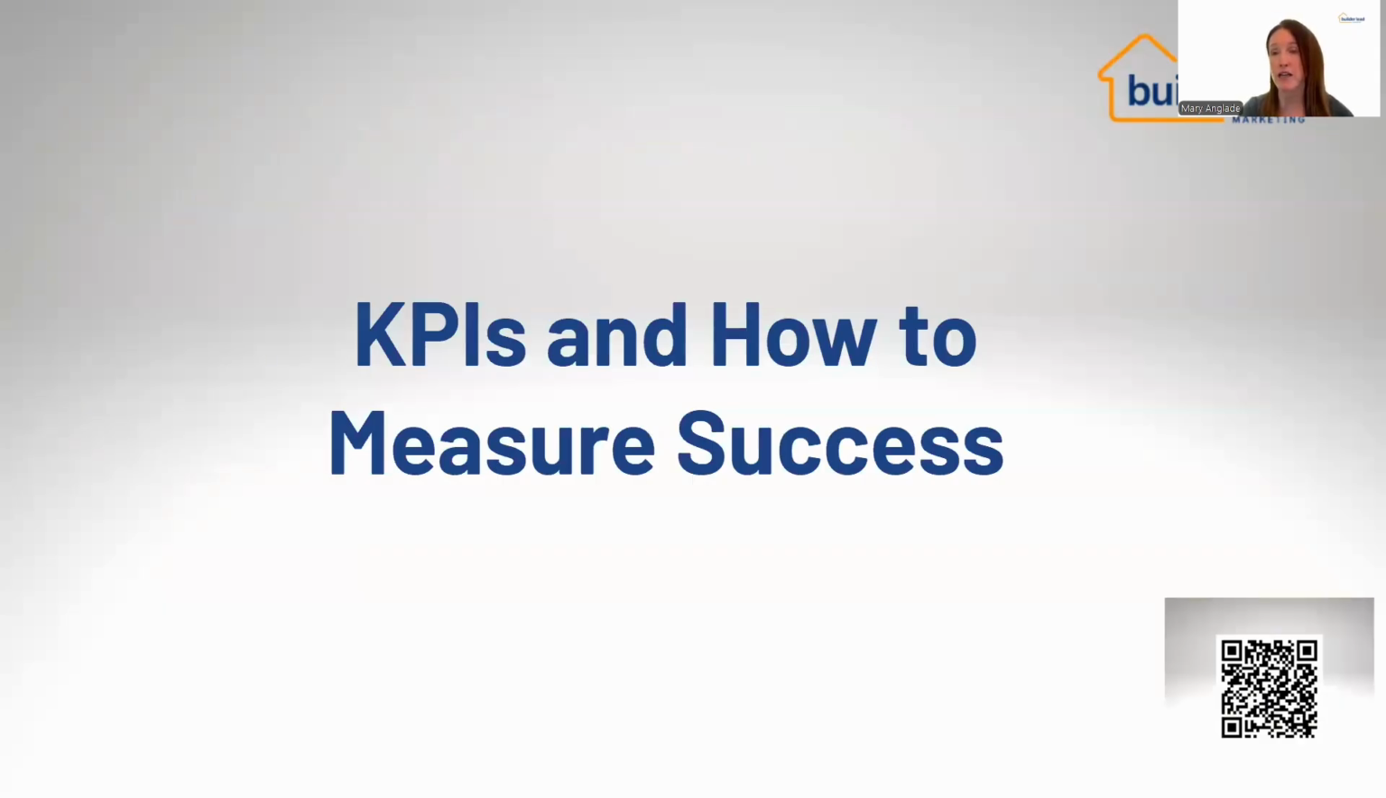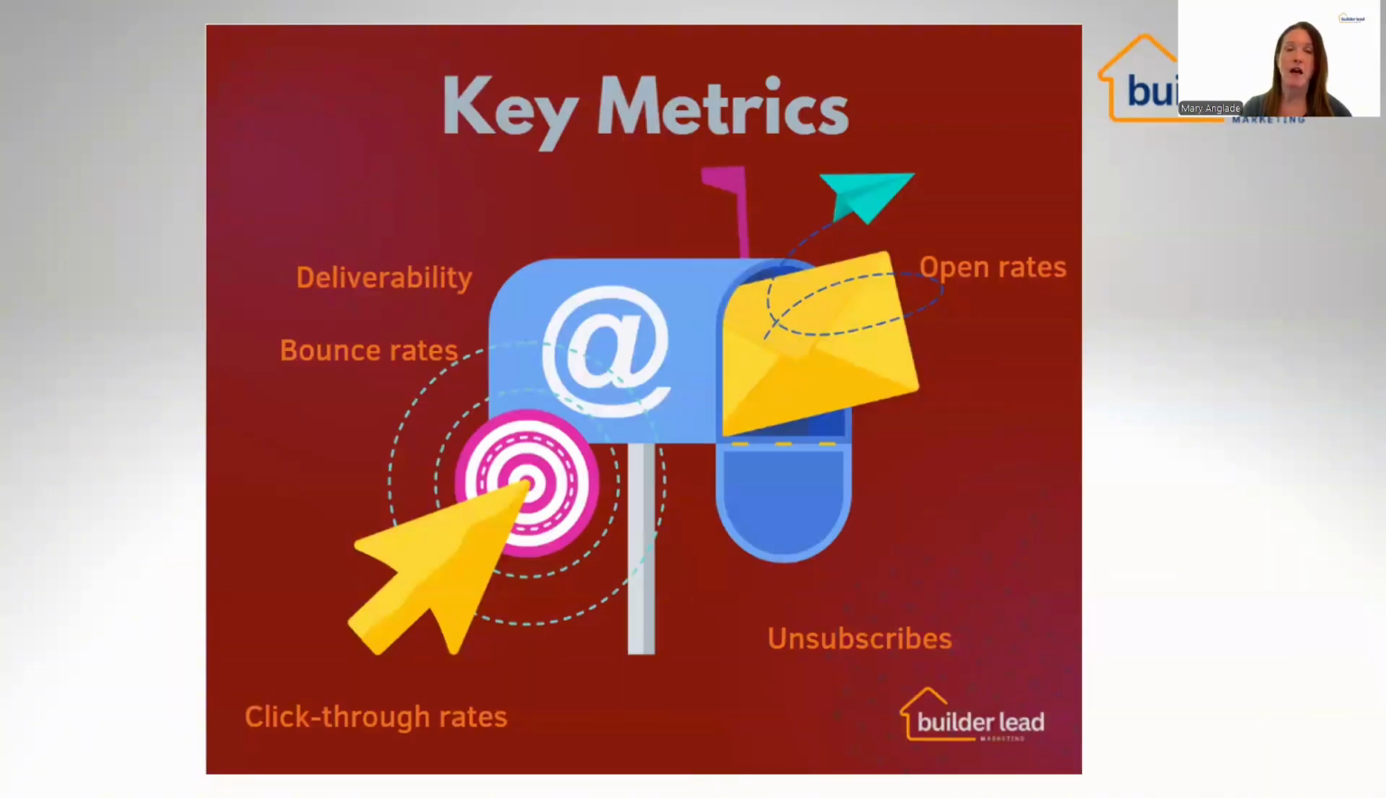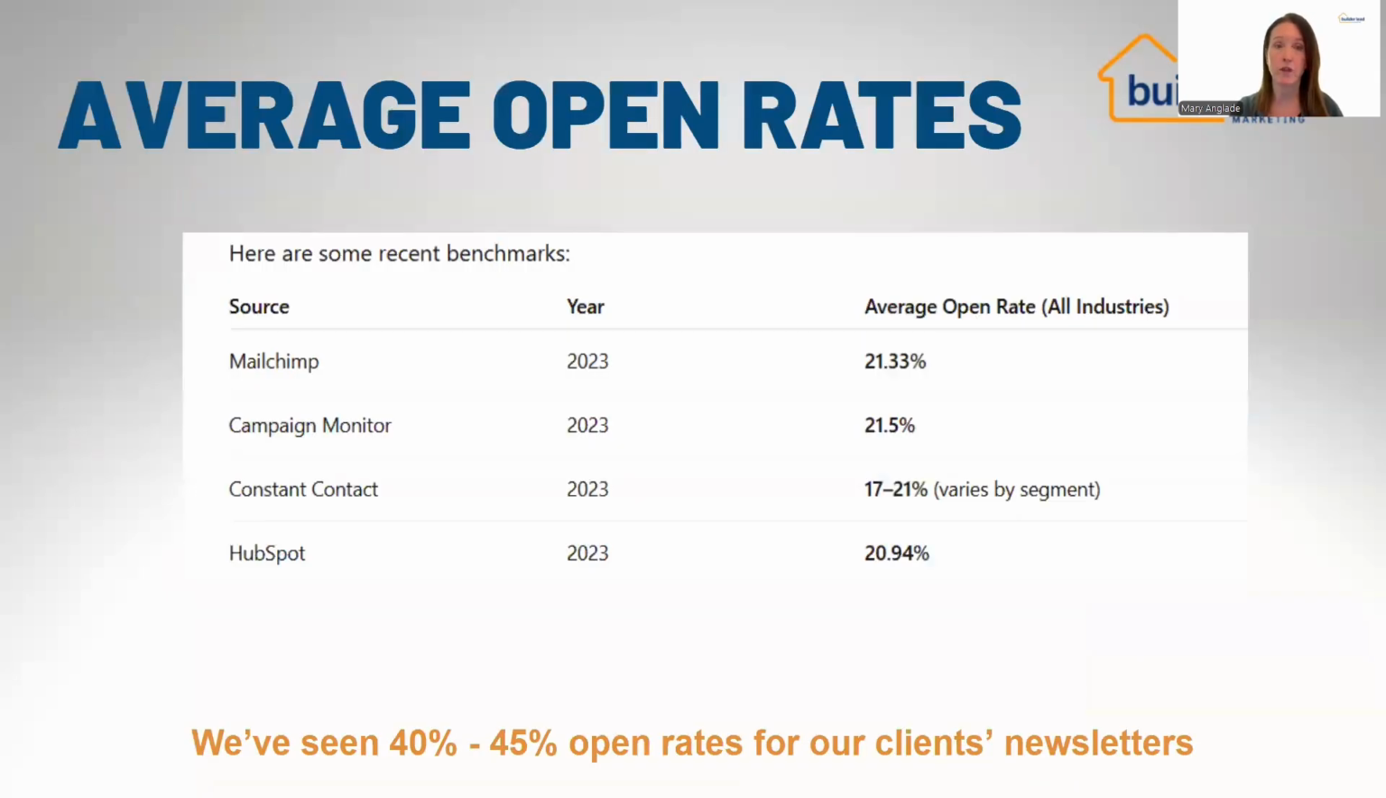So our last section is about how you measure it all. What are the key KPIs? The ones you want to look for are around deliverability and bounce rate. Are your emails reaching who you intended them to? Are people opening them? Are people unsubscribing? And if you want people to go to your website, are they clicking through?